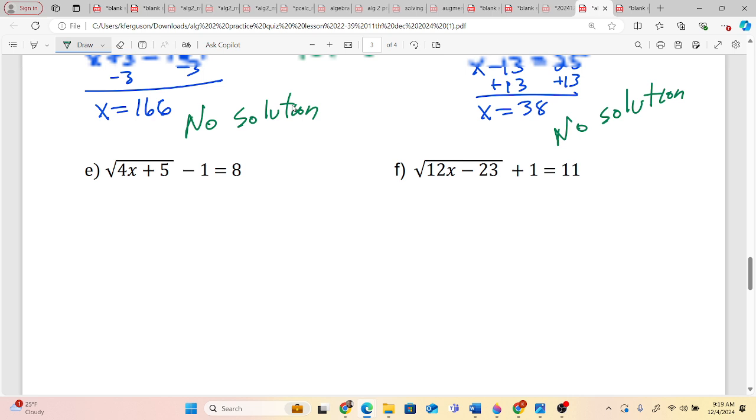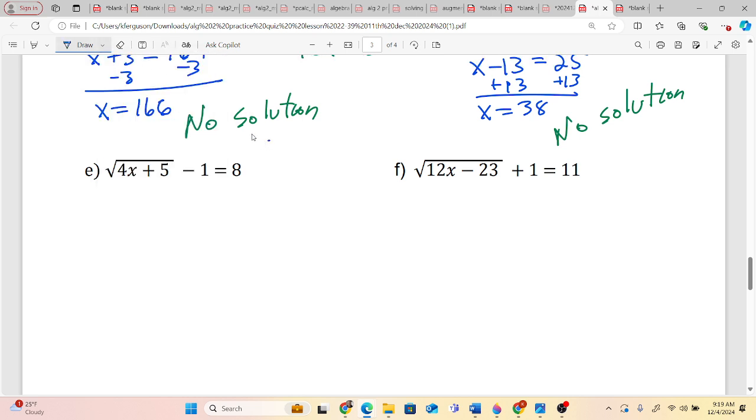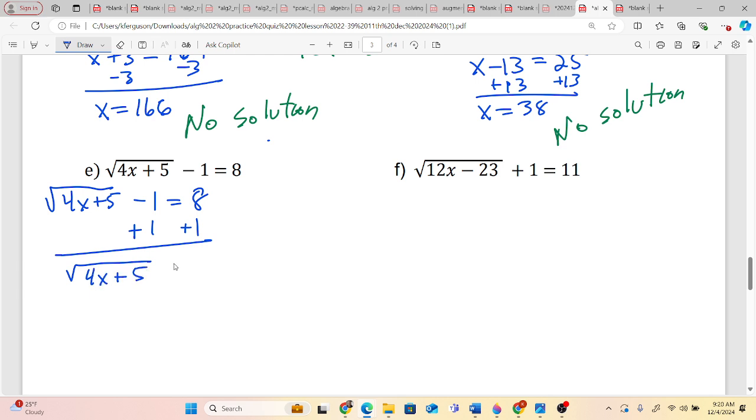Two more problems. So let's hurry up and get out of here. So I've got the square root of 4x plus 5, minus 1 equals 8, right? And so what's the next thing I'm going to do? I'm going to isolate my square root by adding 1 to both sides. So now I've got the square root of 4x plus 5 equals 9. So now that I've isolated it, now I'm going to take the square of both sides.